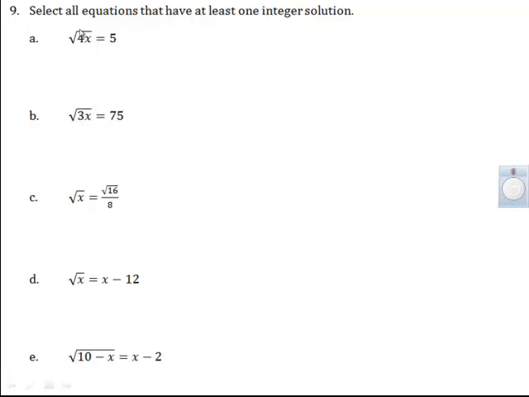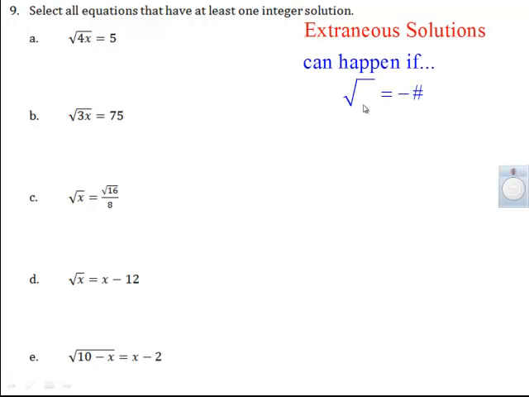Okay, so we have radicals again. So I just wanted to talk again about the extraneous solutions. So listen, an extraneous solution can happen if, number 1, we have a radical that's equal to a negative number as we're solving. So right here we know we can kind of stop and say, okay, we're going to end up with some solutions that really don't work.